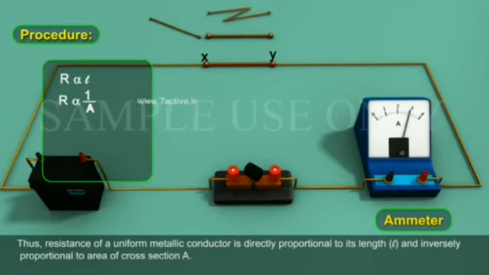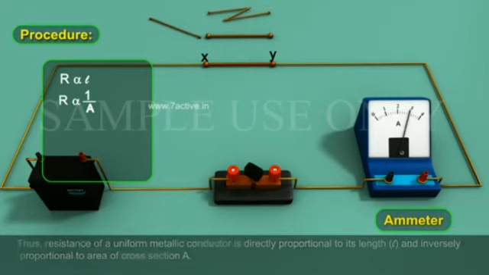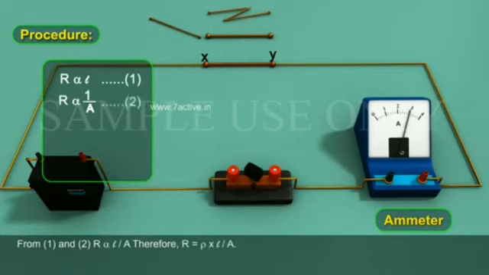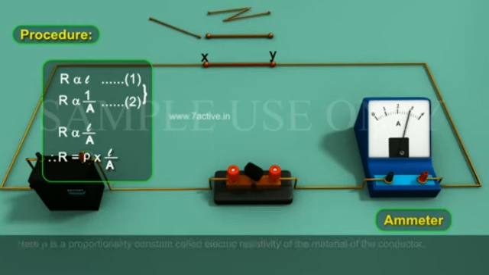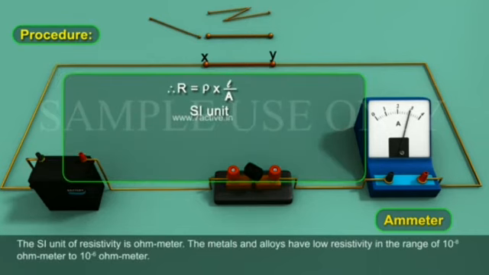Thus, resistance of a uniform metallic conductor is directly proportional to its length and inversely proportional to area of cross-section A. We can write it in the form of equations 1 and 2. Now, combining these two, we get R proportional to L by A. For removing the proportionality sign, we can introduce a constant rho. So, R is equal to rho into L by A. Rho is the proportionality constant called electrical resistivity. And the SI unit of resistivity is ohm meter.